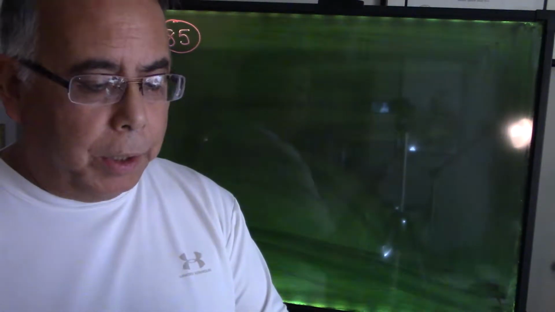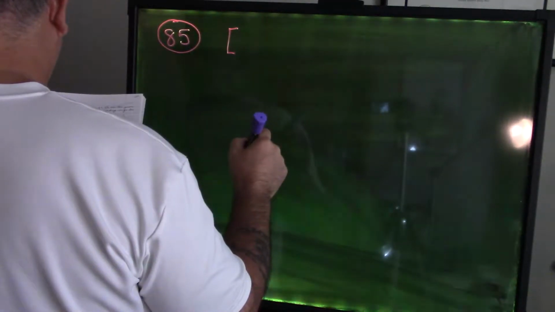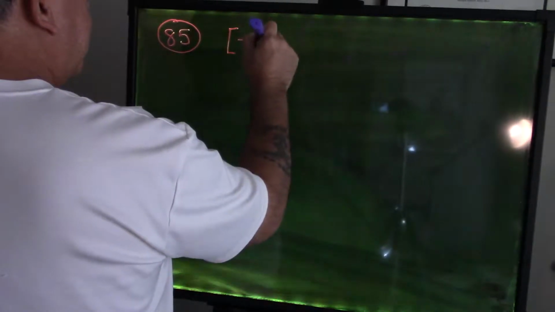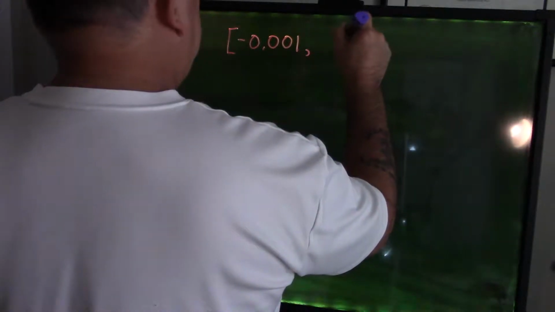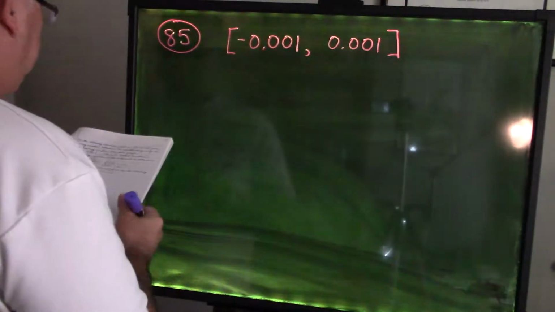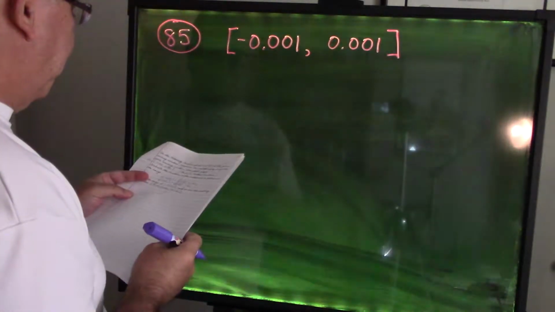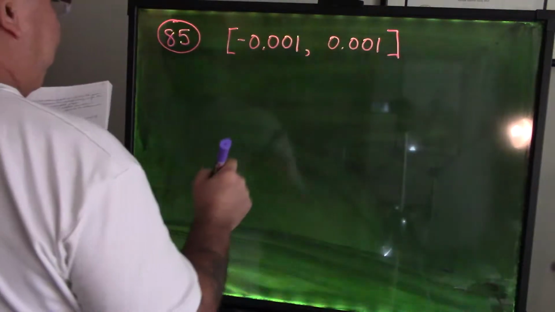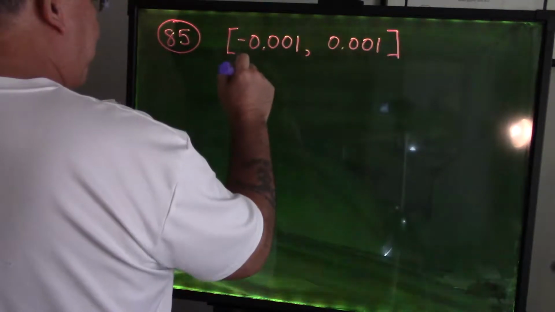Okay, number 85. We have y equals cube root of x, and we're given this domain negative 0.001 to 0.001, closed interval. So this function is shown on page 17 in your toolkit functions. To find the range, you evaluate the function at the endpoints of this domain here.